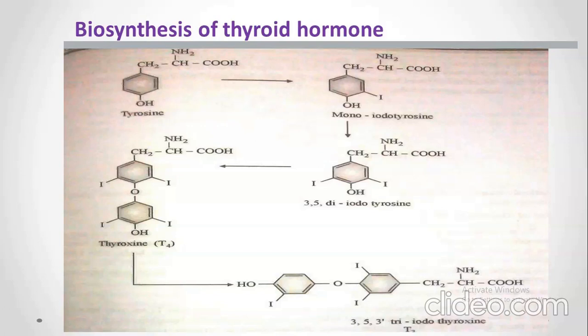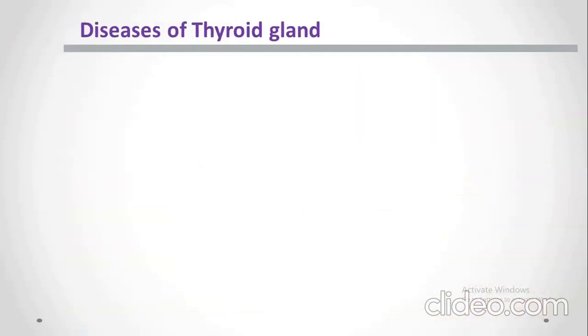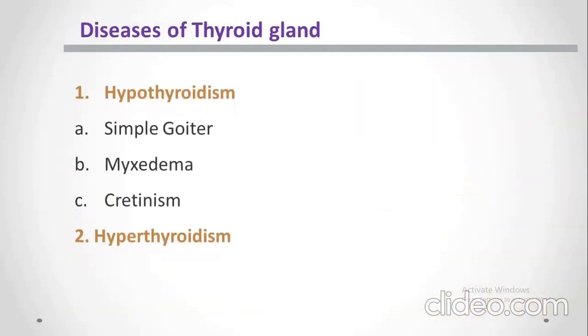Here is the structural representation of the biosynthesis of thyroid hormone. So this tyrosine converts into monoiodotyrosine. Further it will convert to 3,5-diiodotyrosine. Then thyroxine, that is T4, and it will convert into 3,5,3'-triiodothyronine, that is T3.